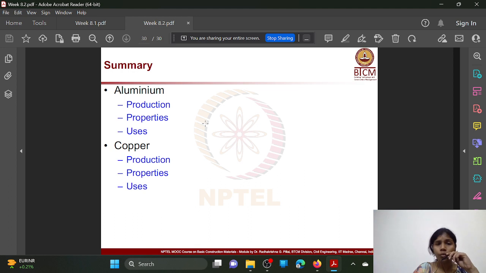So this is an overview of aluminium production, properties and uses, and the same for copper. In this week we have covered two topics. The first topic is coated steel rebars, and the other topic is other metals such as aluminium and copper.